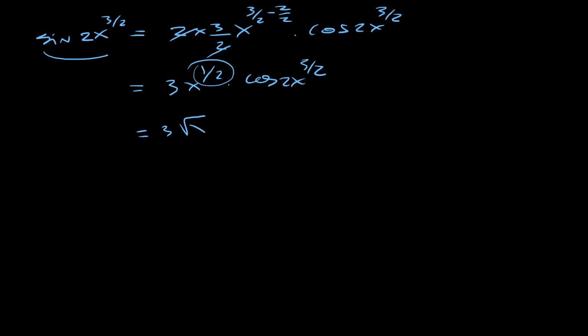So this is the square root of x times the cosine of 2x to the 3 divided by 2. And then, because this is 3 divided by 2, you could even further do this in a different way. So you can have 3 and then square root.